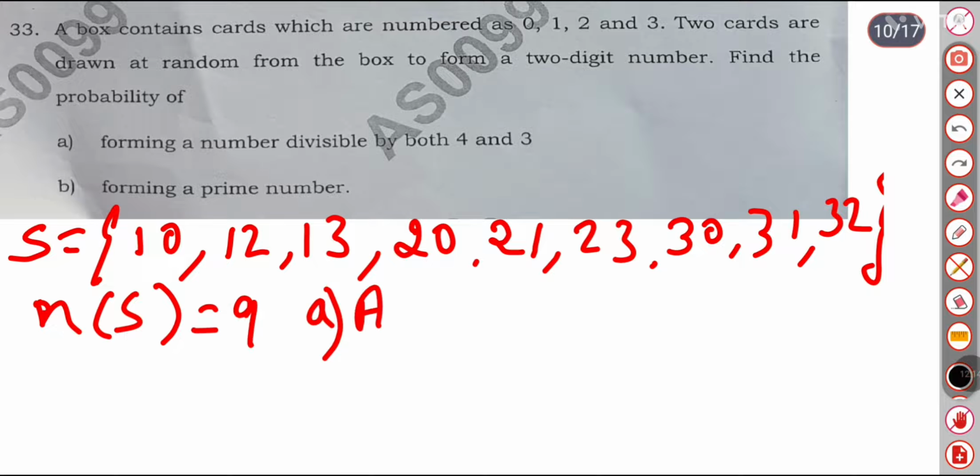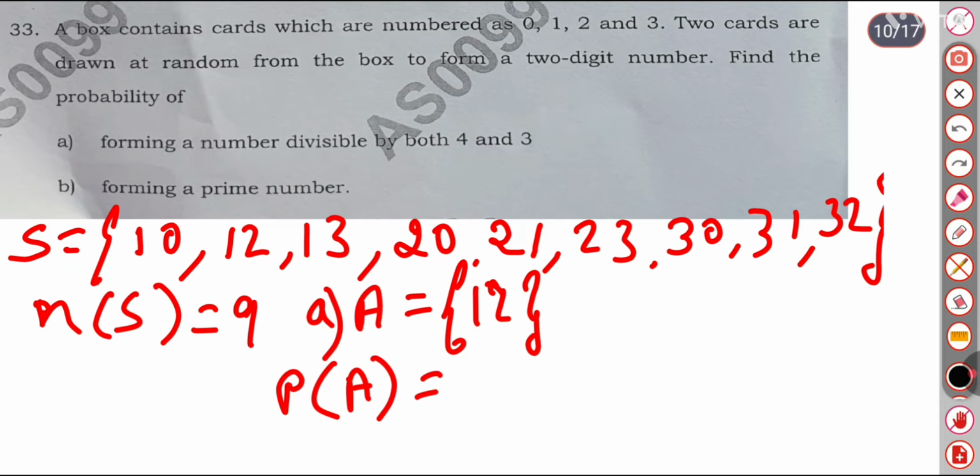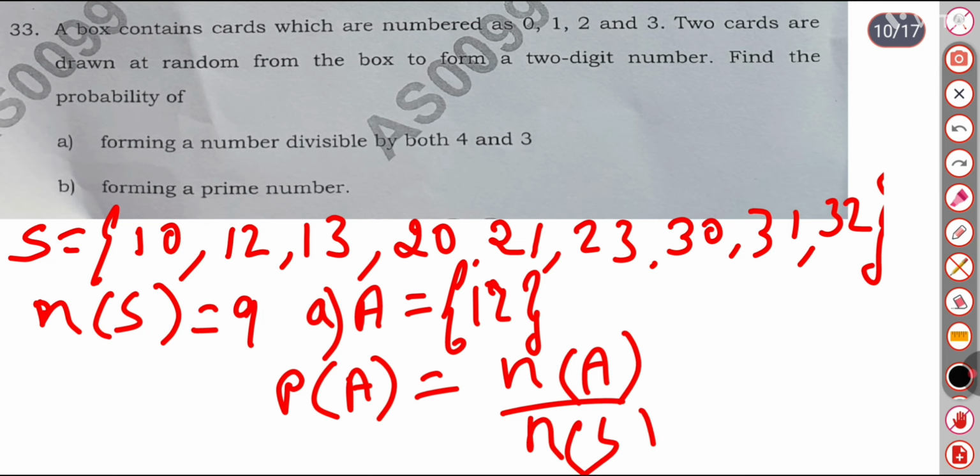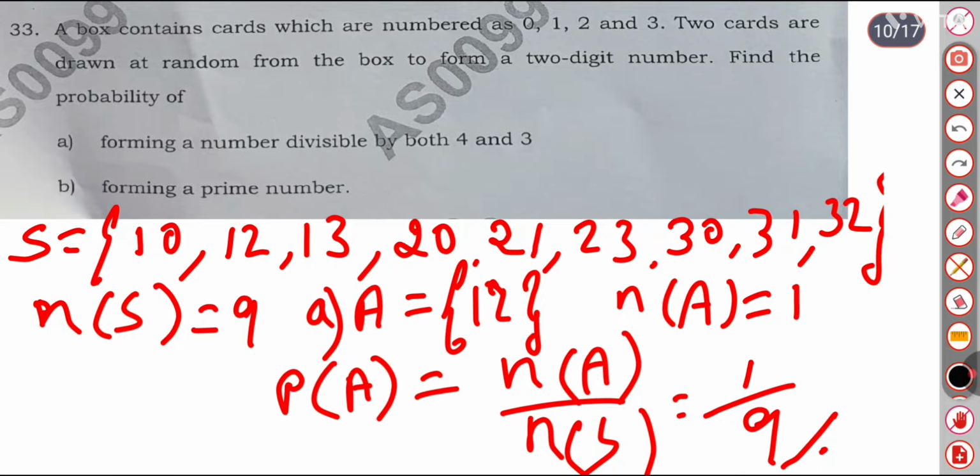A, forming a number divisible by both 4 and 3, only 12. So probability formula is what? Probability of A is equal to n of A by n of S. So n of A is what? n of A is only 1. So 1 by 9 is the probability.